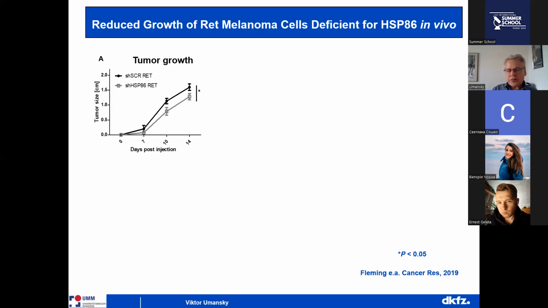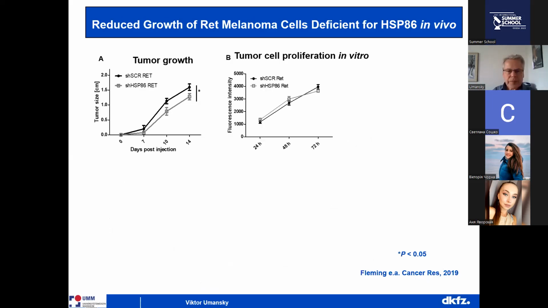And these cells also were not able to inhibit T-cell proliferation. Now, the question is, of course, if it's only an in vitro phenomenon or it's working also in vivo. Therefore, we used these HSP86 knockout or knockdown red melanoma cells and injected them in vivo, and wanted just to see the tumor growth. And really, we found that they are growing significantly slower than the normal, so to say, red cells.